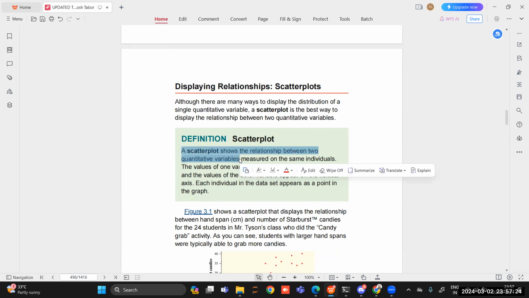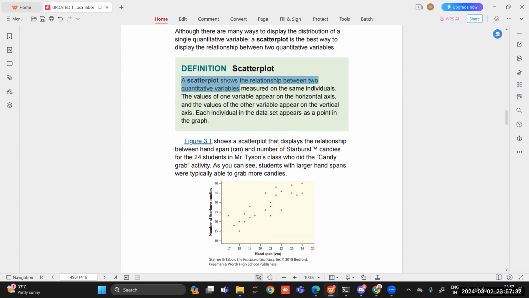You can write this. When we are seeing the relationship between two variables, then a scatter plot is generally used. Measured on the same individual, the values of one variable appear on the horizontal axis and the values of the other variable appear on the vertical axis. Each individual in the data set appears as a point in the graph. So each individual must be seen as a point on the graph.